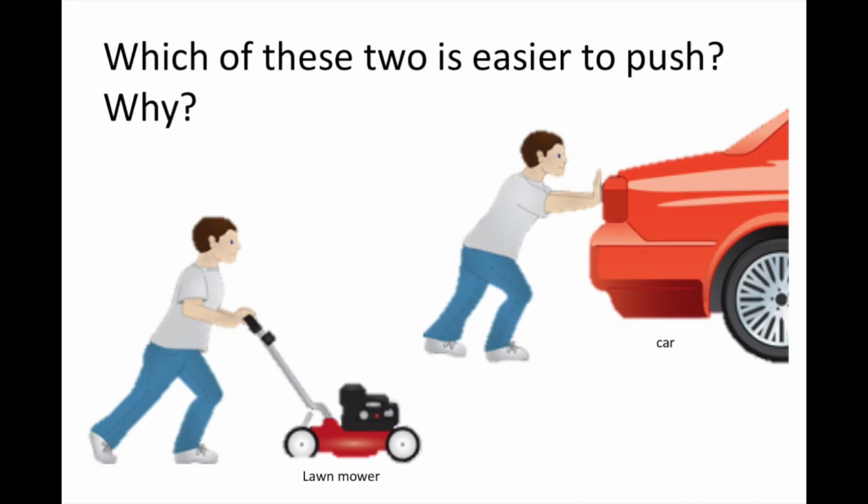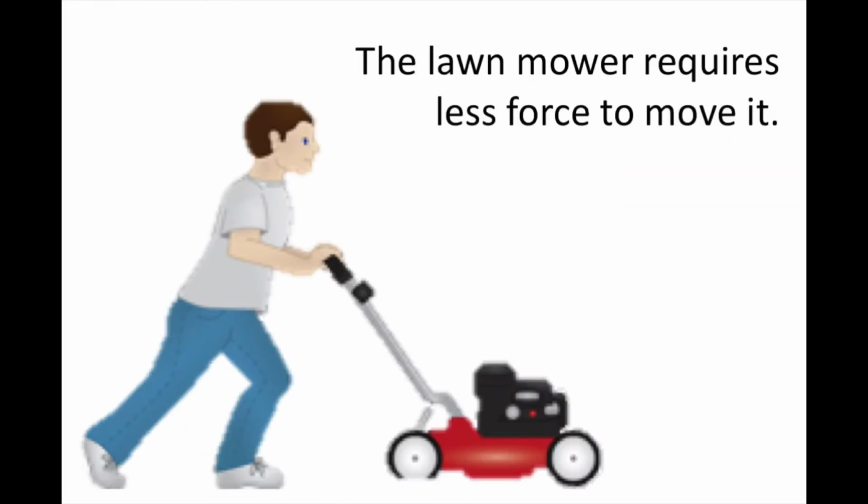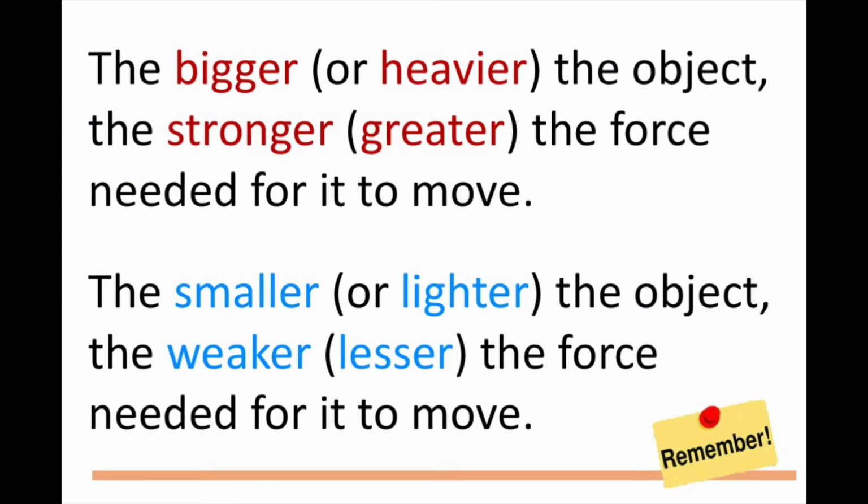Now, let's have another example. Can you guess which of these two objects is easier to push? If you answered the lawn mower, you're correct. Now, why do you think so? Because the lawn mower is smaller compared to the car. So how much force do we need to push the lawn mower? The lawn mower requires less force to move it. So what have we learned from these two examples? We learned that the smaller the object, the weaker or less force is needed for it to move. And the reverse, the bigger the object, the stronger or greater force is needed to move it.